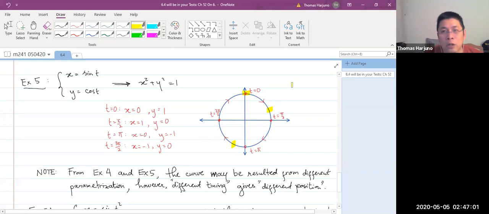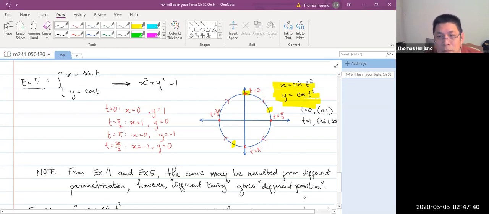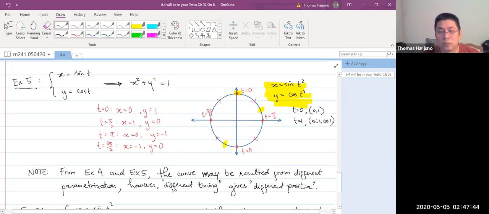Okay. For the parameterization I just gave you, x equals sine t squared and y equals cosine t squared. When t equals 0, the position is (0, 1). When t equals 1, the position will be (sine 1, cosine 1). So it's before pi over 2. However, when t equals 2, I will get sine 4, which is more than 3.14, and cosine 4.